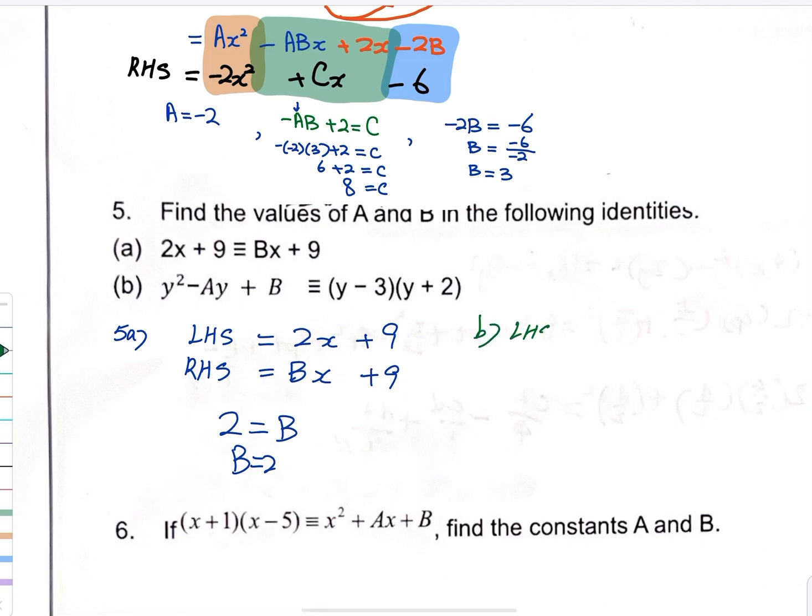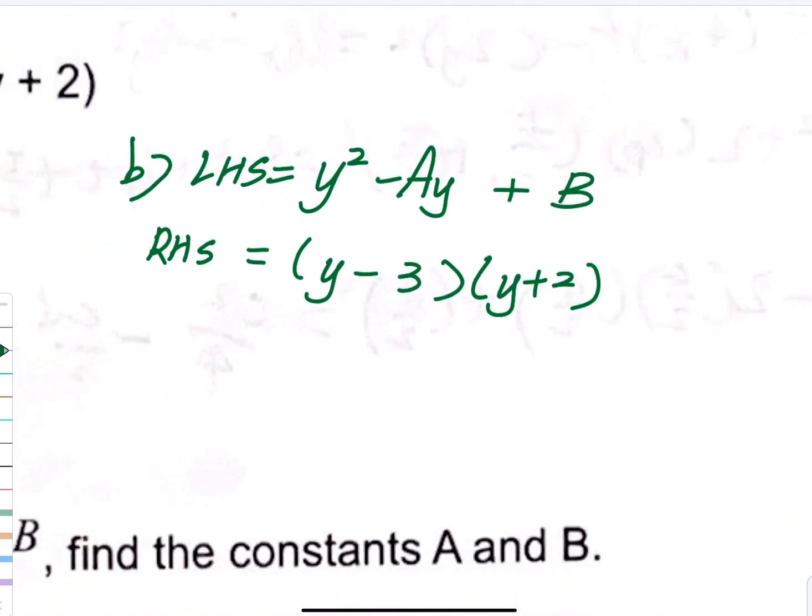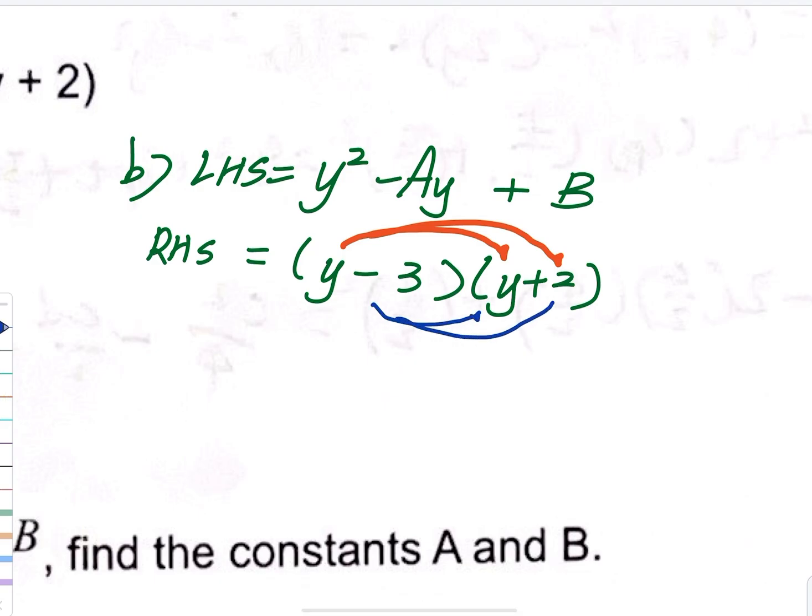Left hand side, we already know it's y squared minus ay plus b. How about right hand side? It's so complicated, but we are good with maths, right? So we can open up. It takes time. So y times y, and then y times 2y. And then negative 3 times y, negative 3 times 2.